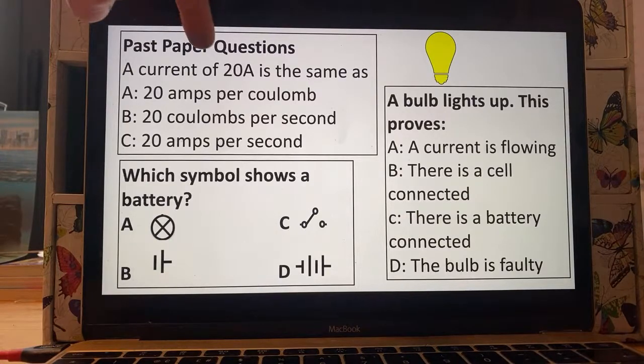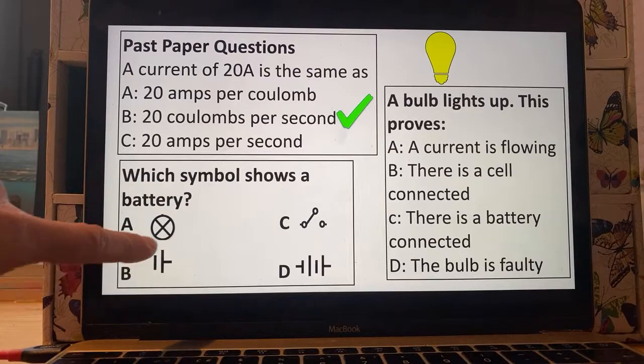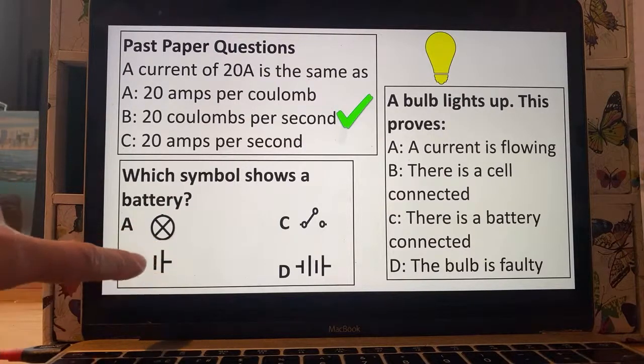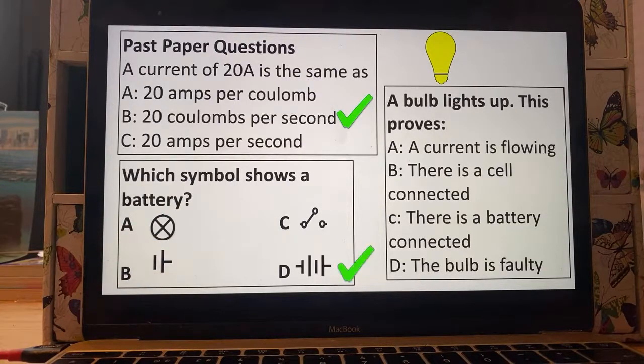Okay, 20 amps is the same as 20 coulombs per second. Well done if you got that. The symbol showing a battery, well, B shows a cell, a single thing that we have been calling a battery our entire lives, but D shows a battery, because there's more than one cell in a row. And if a bulb lights up, all it proves is that a current is flowing. There might be a cell connected and there might be a battery connected.